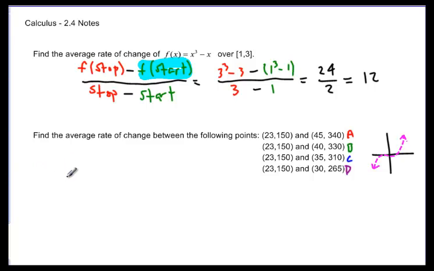And again, it's going to be stop minus start. So we stop at 340. We start at 150. And we stop at 45. And we start at 23. So this is your initial setup. So that's going to be 340 minus 150, which is 190. And then 45 minus 23, which is 22.